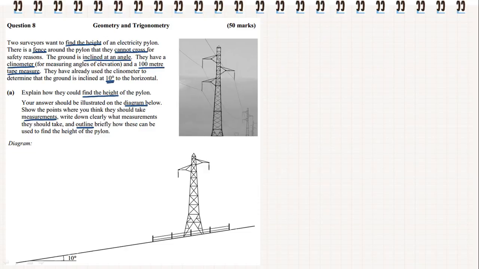So the diagram is really going to be the key part of this question. The first thing I'm going to do is I'm just going to draw a red line all the way down through the pylon to show the height that I'm actually finding. Now I'm going to draw in the height of one of the surveyors, and now the angle of elevation from the first point. Okay, so I'm going to fill in my angle of elevation.